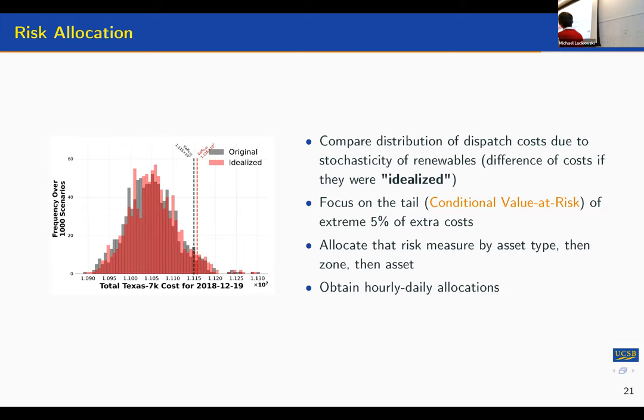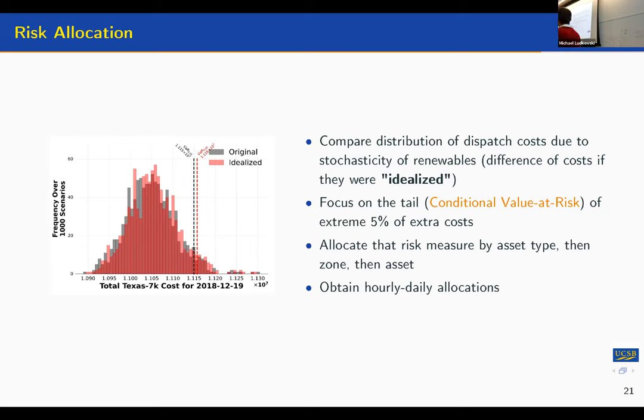So the original is with all the renewables being the way they are across 1,000 scenarios. And this is the idealized. Idealized means that we pretend there is only one case where everything turns out exactly like the forecast, as far as the renewables are concerned. There's still a distribution because the load is not idealized. The load is still distributed. So you can see these two are not so far apart.